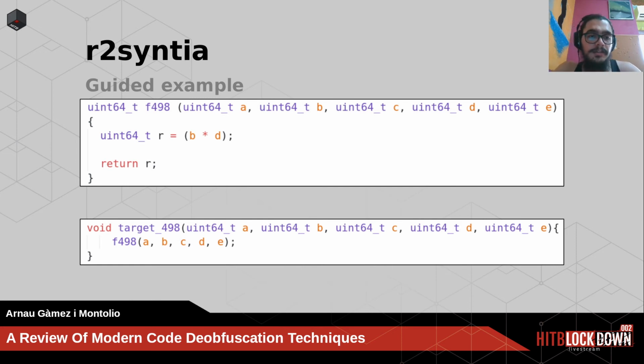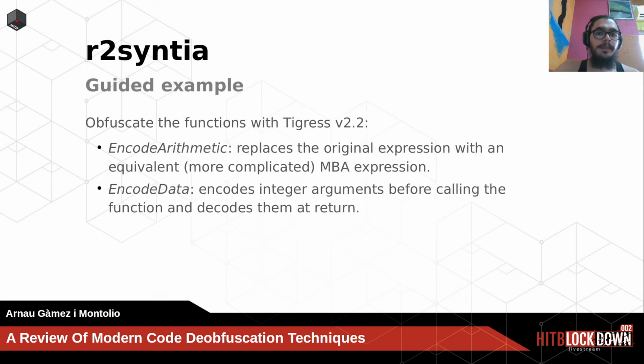And then the target function, which the only thing that it does is calling the previous function. We will see in a second why we have such a construct. So when we have that, we want to obfuscate the functions. In this case, we use the Tigress version 2.2, which is an academic obfuscator, using the following techniques.